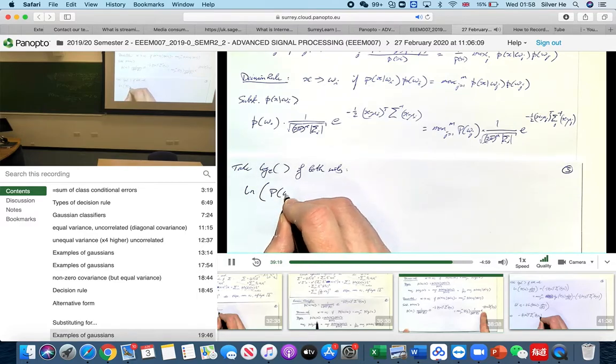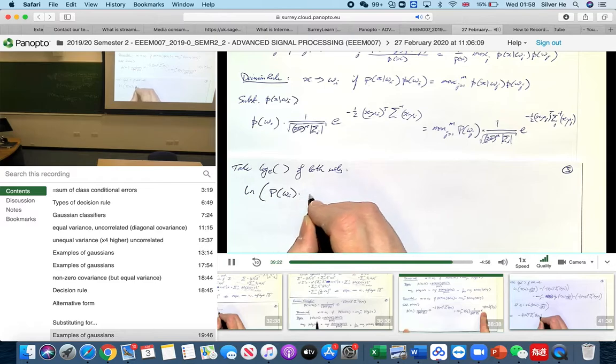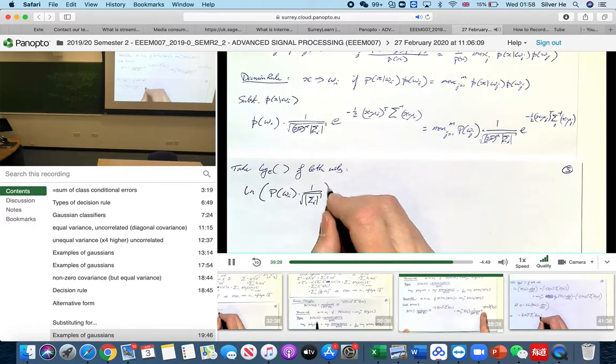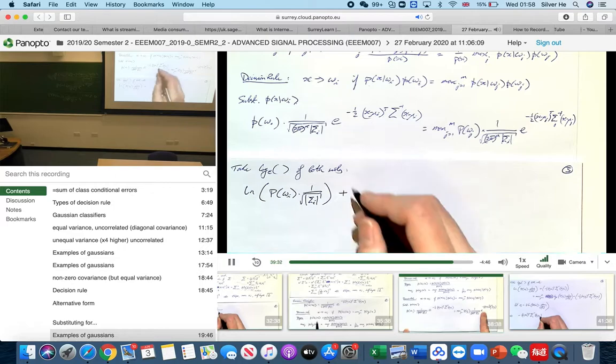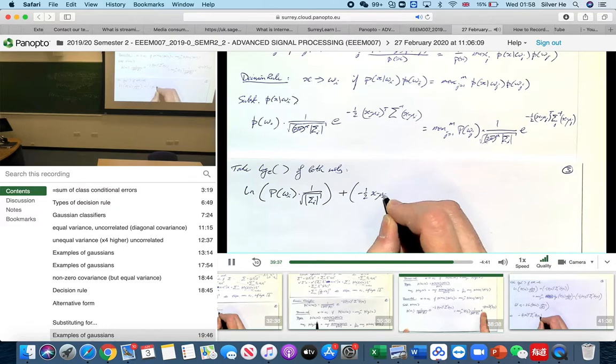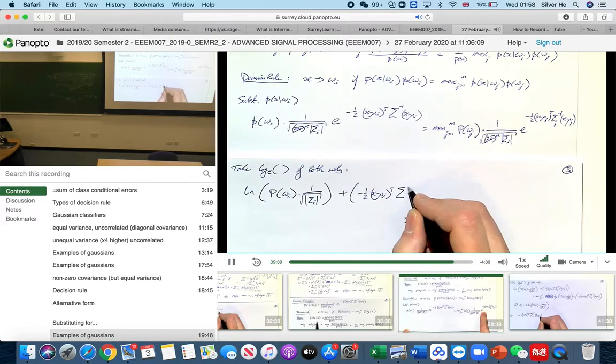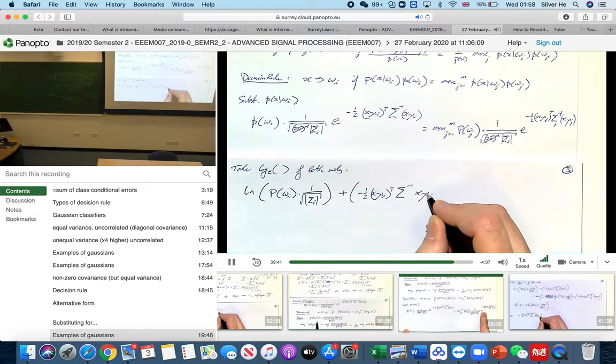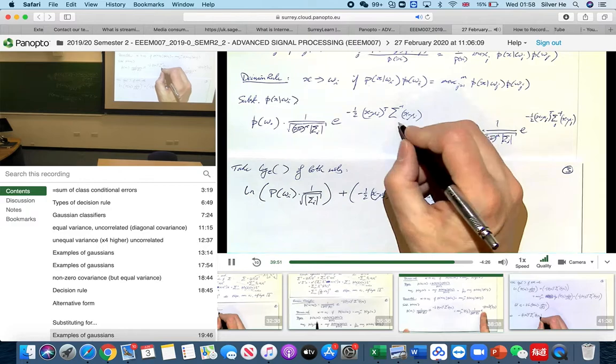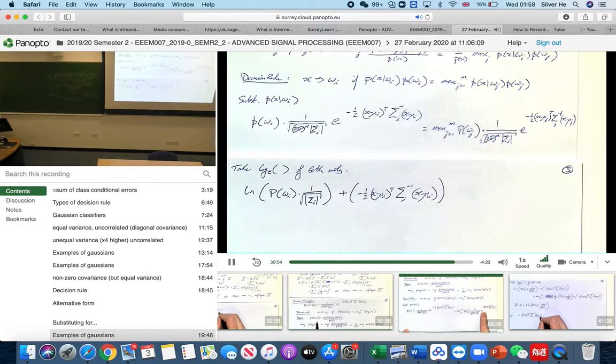p of omega i times 1 over square root sigma i determinant plus, and then this term, which is minus a half x minus mu i transpose sigma to the minus 1 x minus mu i. Is that second sigma to the minus 1, is that actually a sigma i? Yes, you're correct. Yes, that should be a sigma i to the -1. And that's the same up there. Yes, thank you.